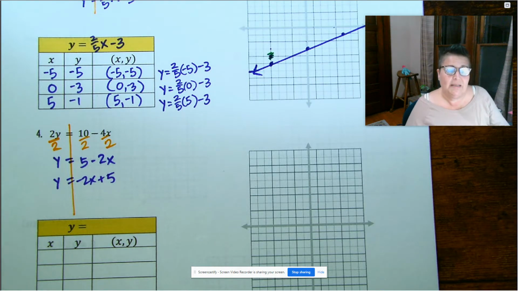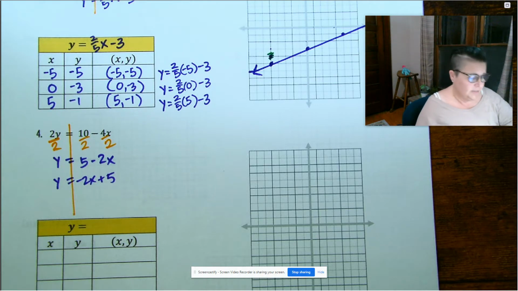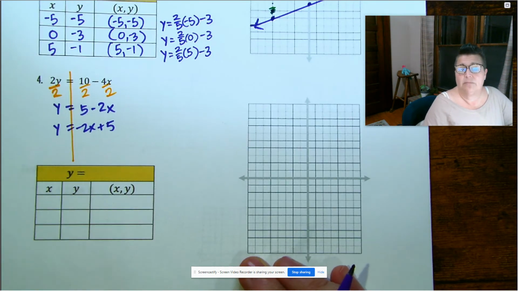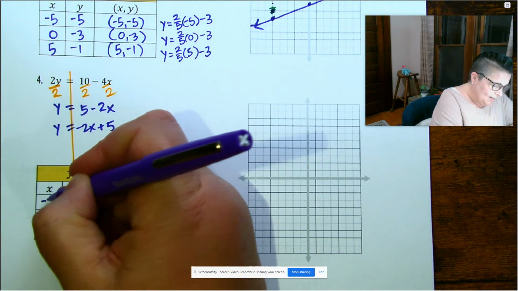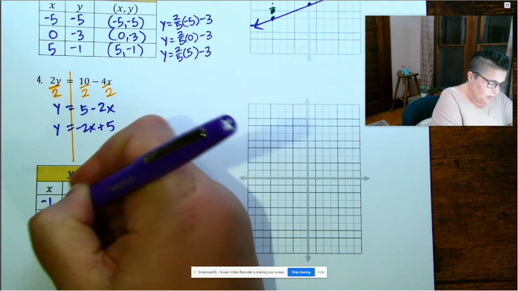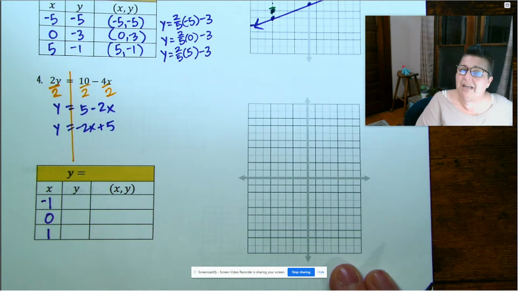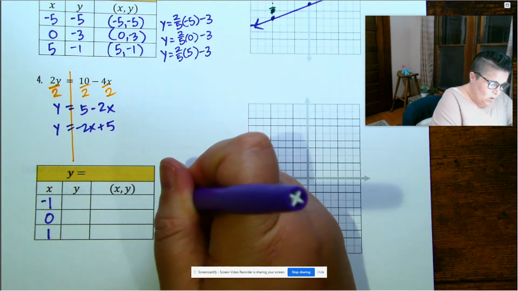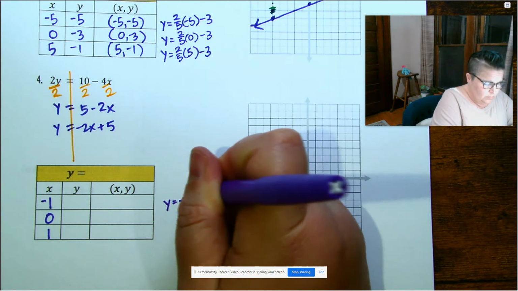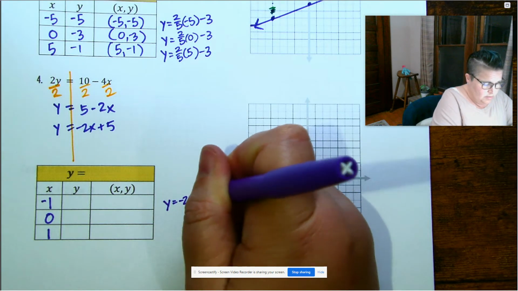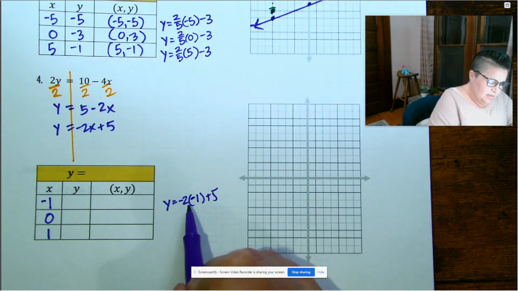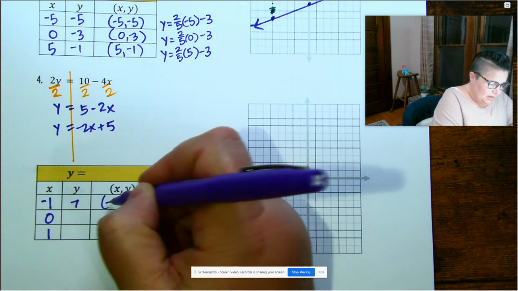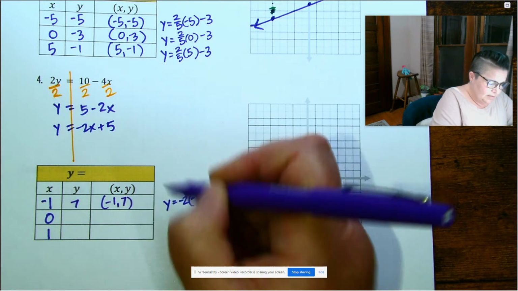You will notice at this point that there are no fractions. That tells me that I can pick my x values to be any old numbers I want, generally one negative number, one positive number, and a 0. So I'm going to do a negative 1, 0, 1. In the first point, my y would equal a -2 times a -1 plus 5. That's a +2 plus 5, which is 7. And I have the point -1, 7.